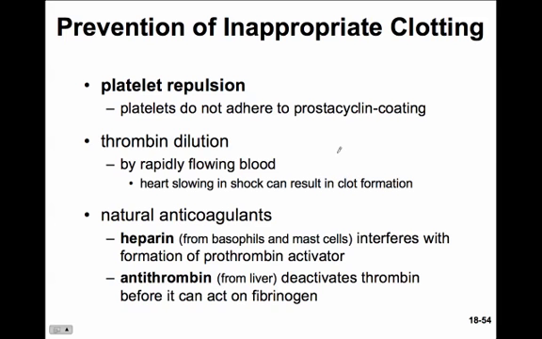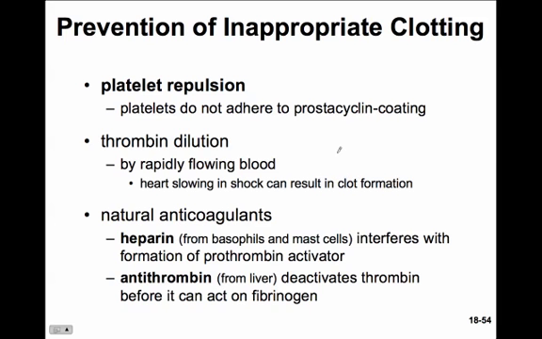Now in the blood when it's flowing rapidly, this isn't a big issue because it gets diluted fairly quickly. However, if we have slowing of blood flow, then we can see clot formation pretty readily. So when we see shock, such as the heart rate slows, then clots could easily form in the blood. But at normal paces of blood flow, it's not an issue.